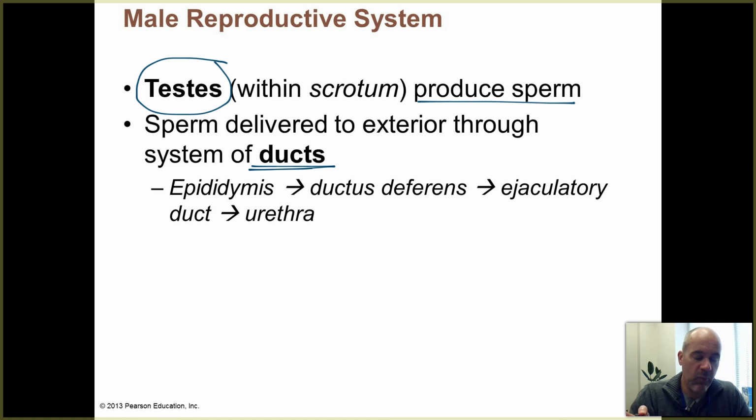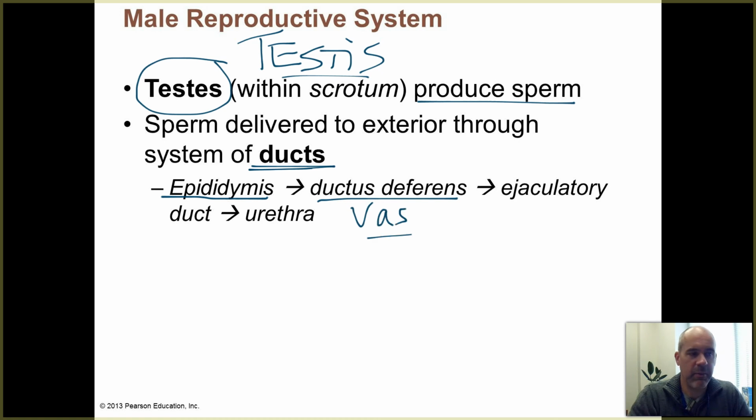And those include, as they leave the testes, they first move into the epididymis. You have one of those located on the posterior side of each testis. Testis is the singular form of the word testes. And from there, the sperm move into the ductus deferens, also known as the vas deferens. It's probably the more common term for it.